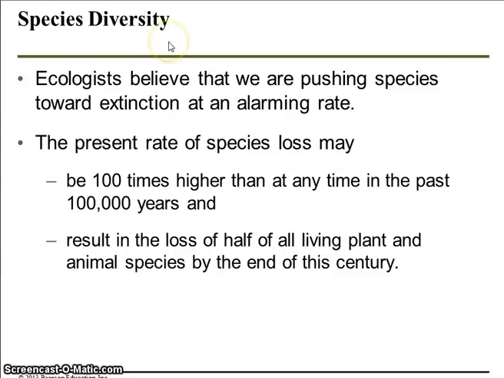Now let's look at species diversity. Species are becoming extinct at a higher rate than we've seen in the last 100,000 years. As a result, we could lose half of all the living plant and animal species by the end of the century, some before we even recognized that they were species. For example, different types of beetles in the rainforest.